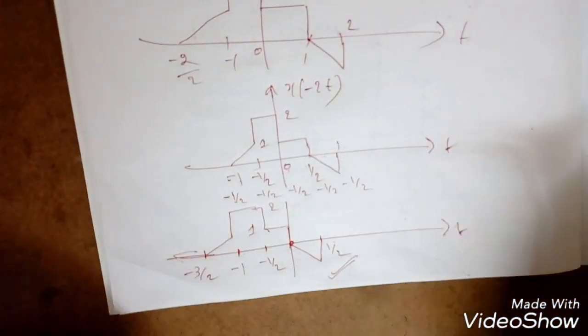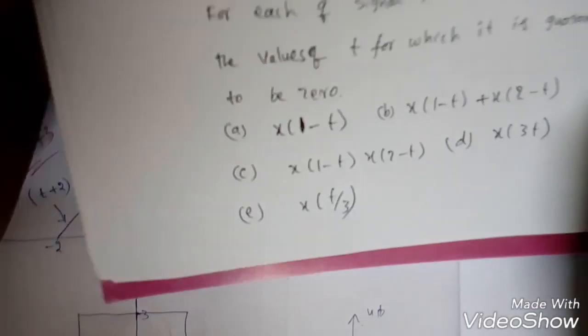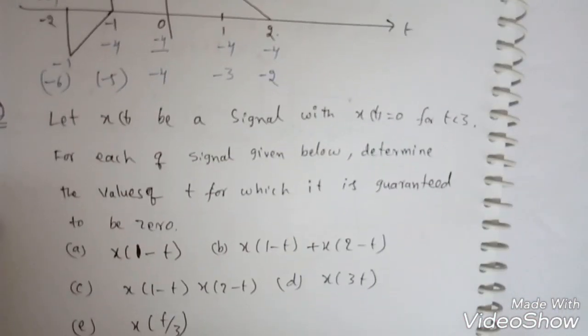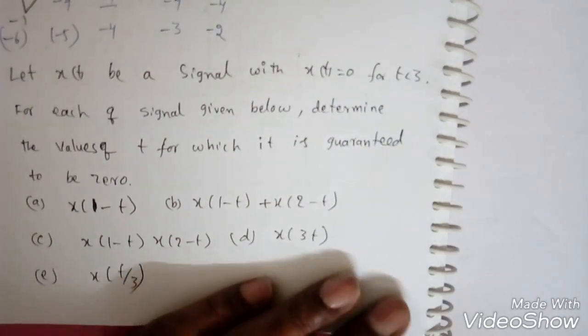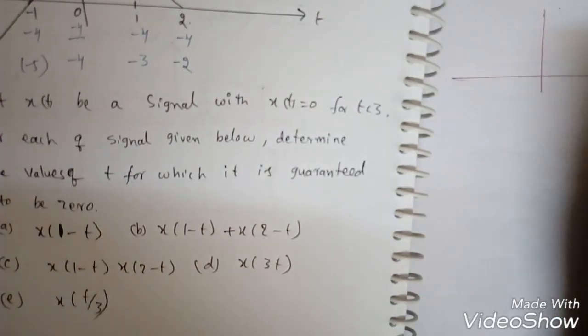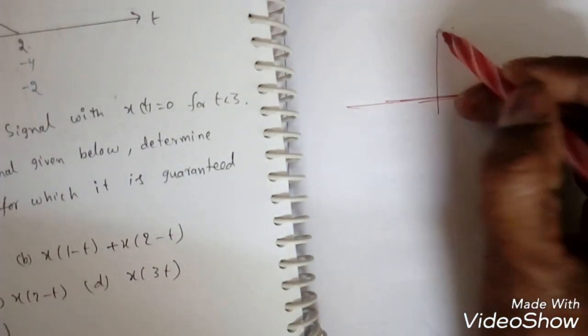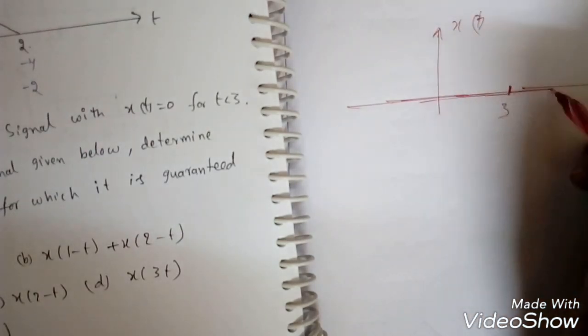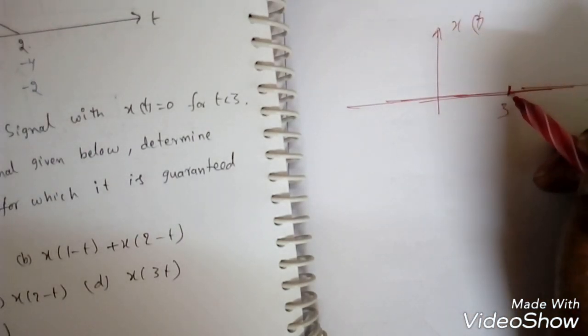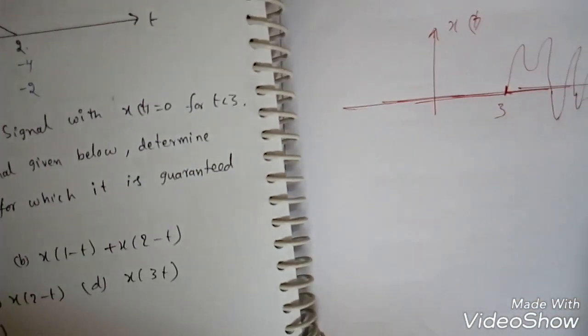So this is how to perform some operations on different signals. The next question is given like this. Let x of t be a signal with x of t equal to 0 for t less than 3. So suppose it is 3 here, so for less than 3 we are getting 0 amplitude. Greater than that, this is unknown, so we can say it is non-zero.